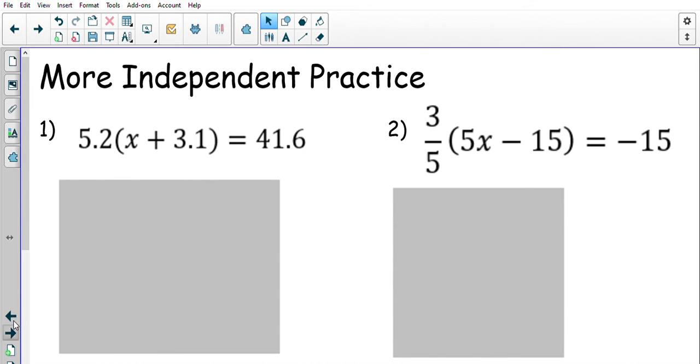All right, so I do have a couple more independent practice problems for you to try before we see our last two examples. So go ahead, pause the video, and give these two questions a try that involve decimals and fractions.